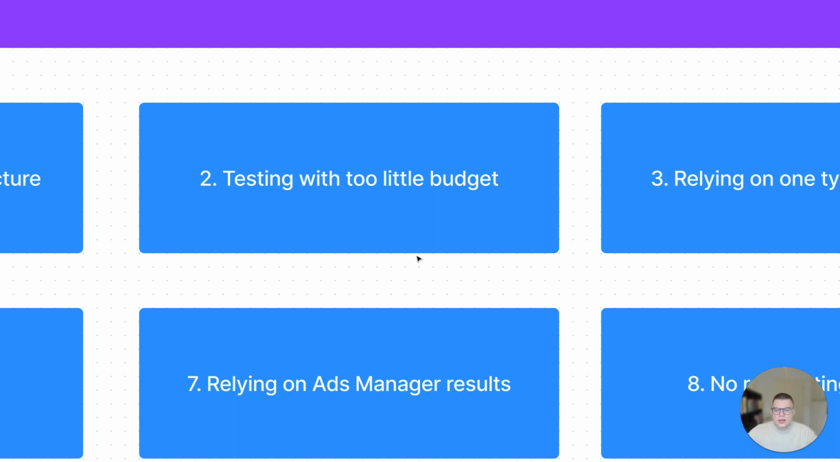Invest a little bit. Get to know your numbers, especially if you're just starting out. Get some data. Give Facebook some room to breathe.